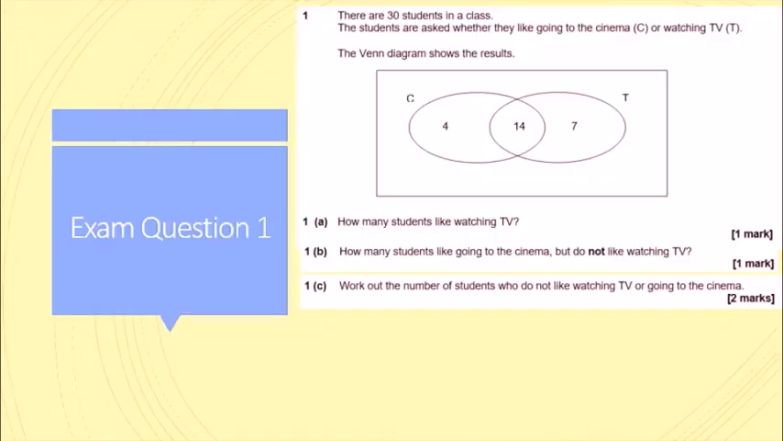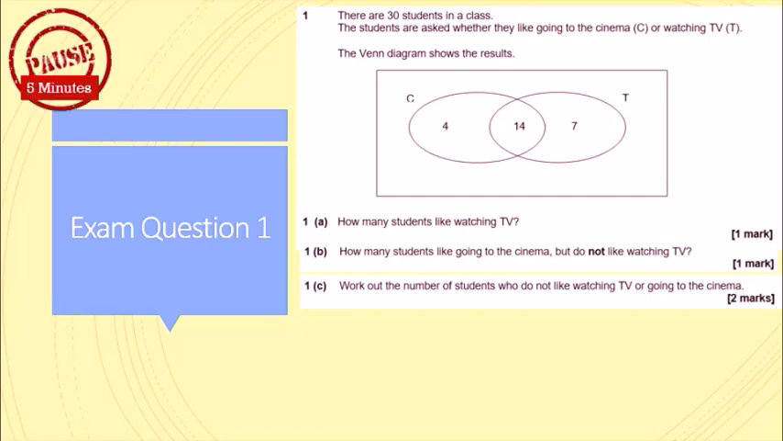Okay, so this is your first GCSE exam question taken from an AQA paper. It's worth 4 marks in total. Question 1. There are 30 students in a class. The students were asked whether they like going to the cinema or watching TV. So that's the Venn diagram there. Based on that Venn diagram, can you answer those questions? Press pause, give yourself 5 minutes, and then we'll go through the answers.